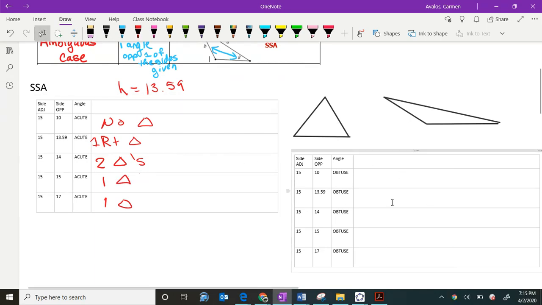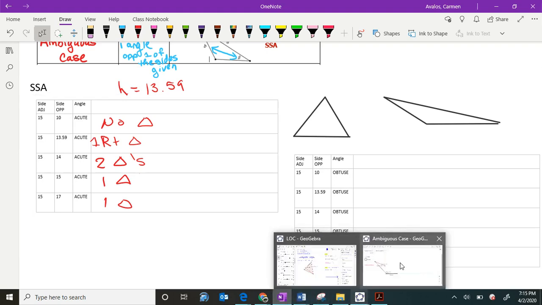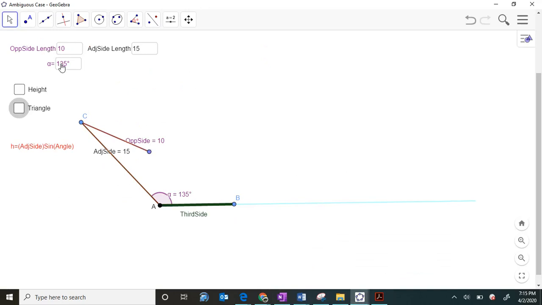So let's start with this box over here. Filling that out, that means that we have an obtuse angle instead of an acute angle. What we were given before was an acute angle, and we're going to get an obtuse one now. So going back to what we were doing over here, let's say that the angle now is 135 degrees, so it's an obtuse angle. And now we have to look at the different cases here.